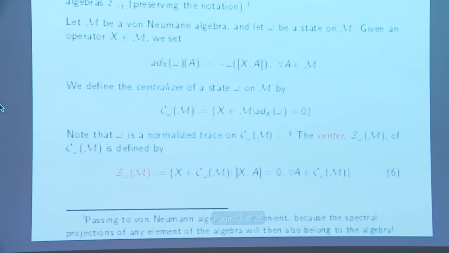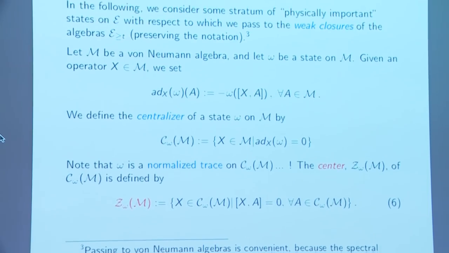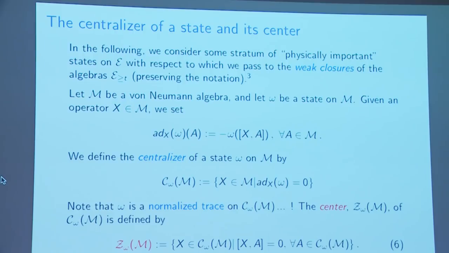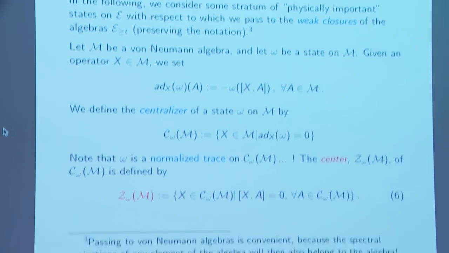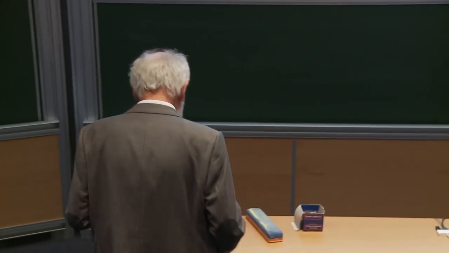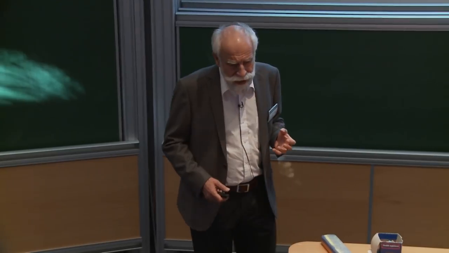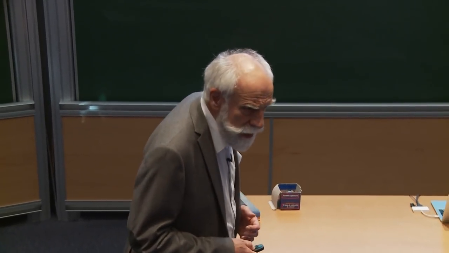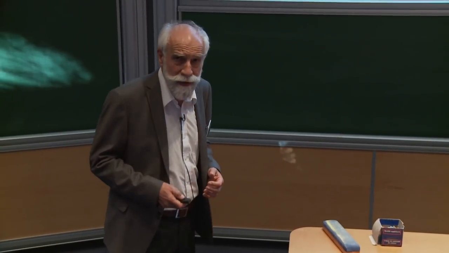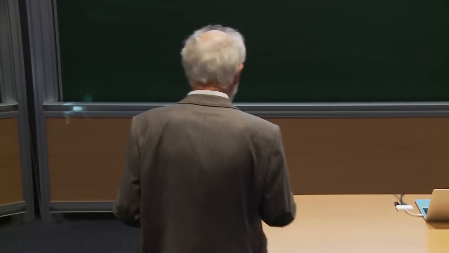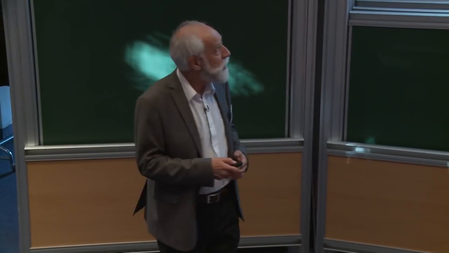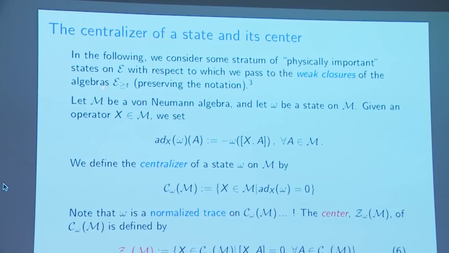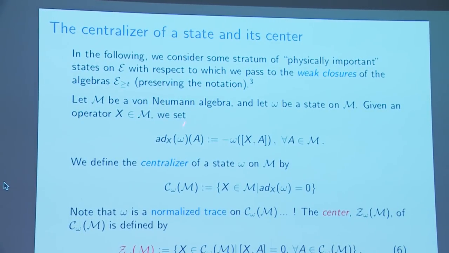Okay. All right. Now, in the following, we consider some stratum of physically important states. This is, in fact, I think, the weak point of all these discussions. We have major problems in general quantum theory, also in quantum field theory, to specify what we mean by physically important states. And I will leave this a little bit vague, first because I don't know much about it, and second because in one hour one cannot clarify everything anyway. All right, and then with respect to the stratum of physically important states, we always look at weak closures of von Neumann algebras, but I don't change my notation.